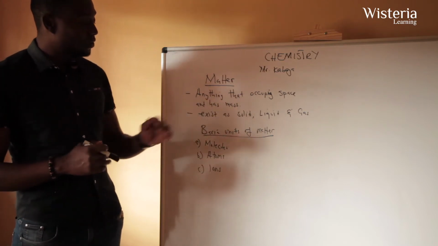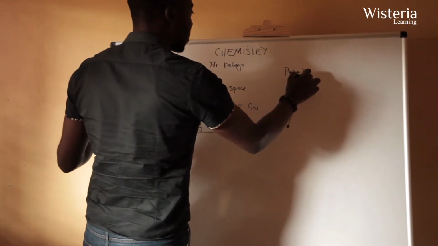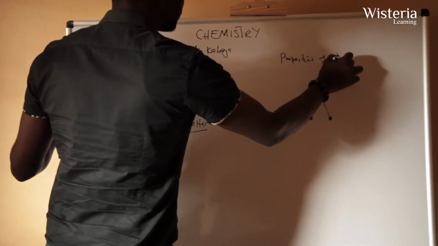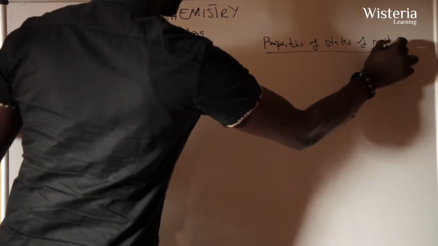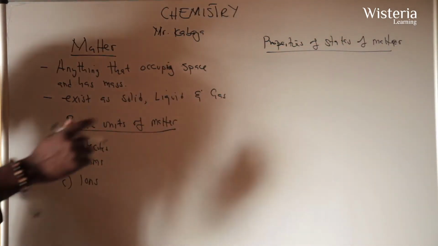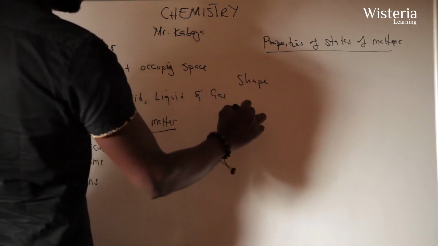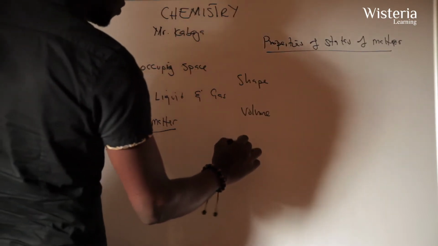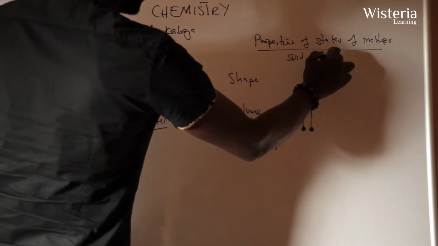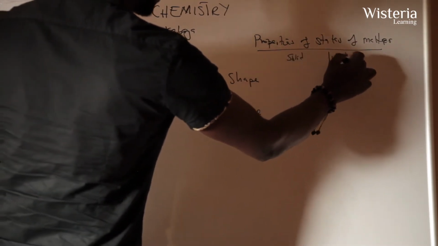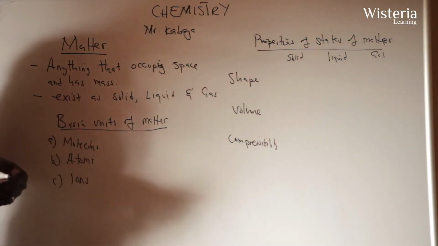The states of matter have properties, and each has different properties. Among the properties of the states of matter, we have shape, volume, and compressibility. Here we're going to put a solid, a liquid, and a gas, because we want to know some of the physical properties of the states of matter.